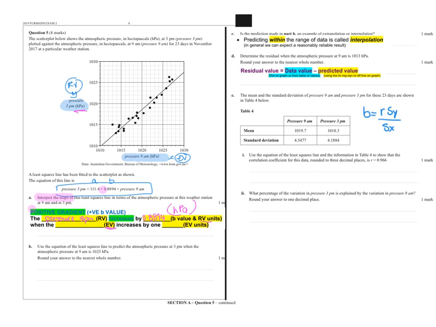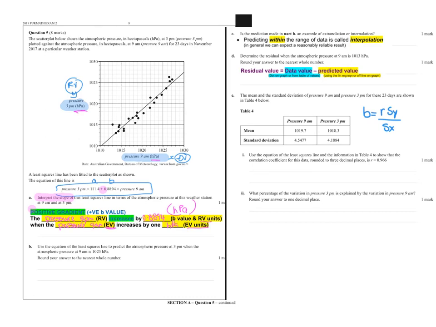What's the EV? Is the pressure at 9 a.m. increases by 1 EV unit. So the EV unit is also hectopascal. So you buy 1 hectopascal.